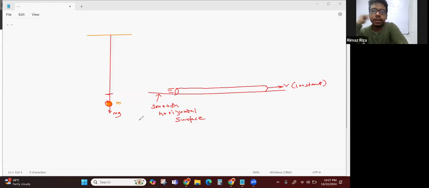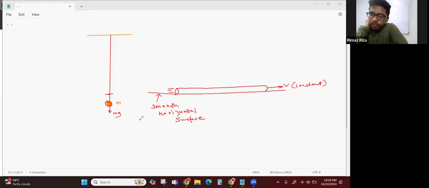Okay. Did you understand this? Do I have to draw the illustration? Yeah, it will give you some idea. And can you explain why the tension has to be same everywhere? Why the tension everywhere has to be same?